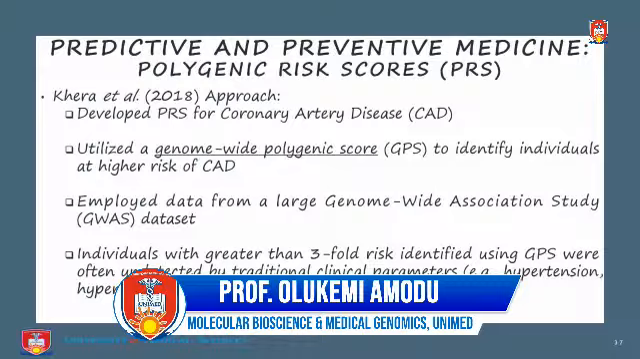So, for example, there were polygenic risk scores for coronary artery disease. They used what they call a genome-wide polygenic score to identify individuals that had a higher risk of coronary heart disease.